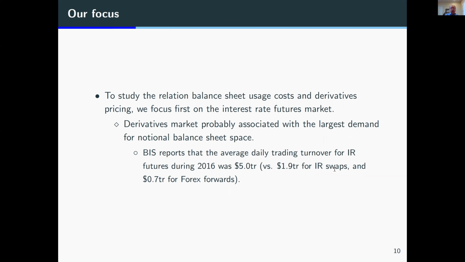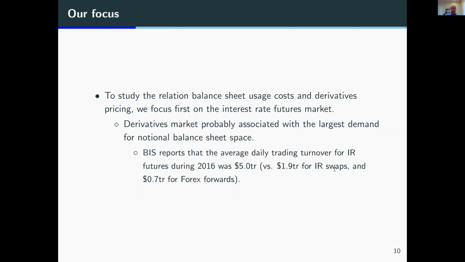So what we're going to do to study the relation between balance sheet usage costs and derivatives is focus first on the interest rate futures market, because we basically want to go to the market where there's probably the largest demand for notional balance sheet space. I used to think the swaps markets were the largest, but now, looking at the data, it turns out that the interest rate futures markets are by a long way the largest, at least in terms of transaction volume.